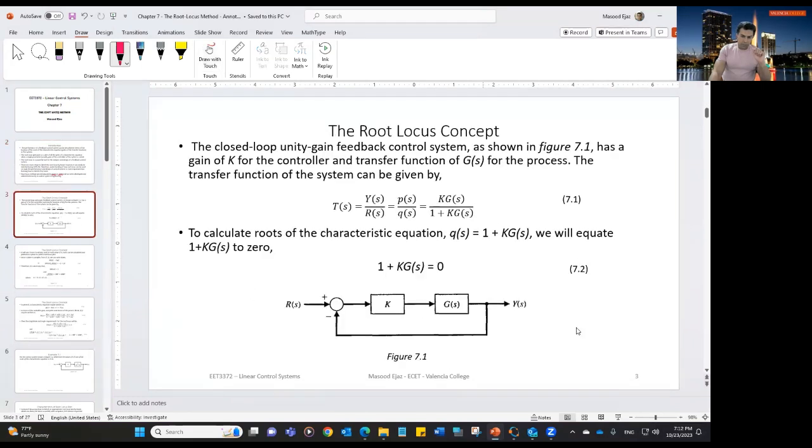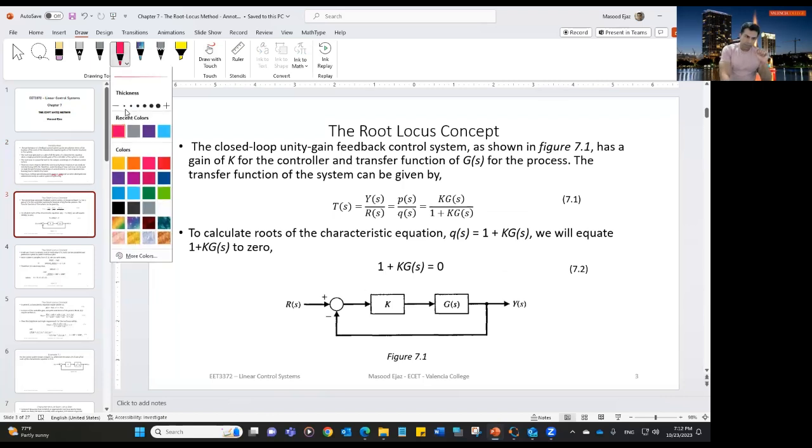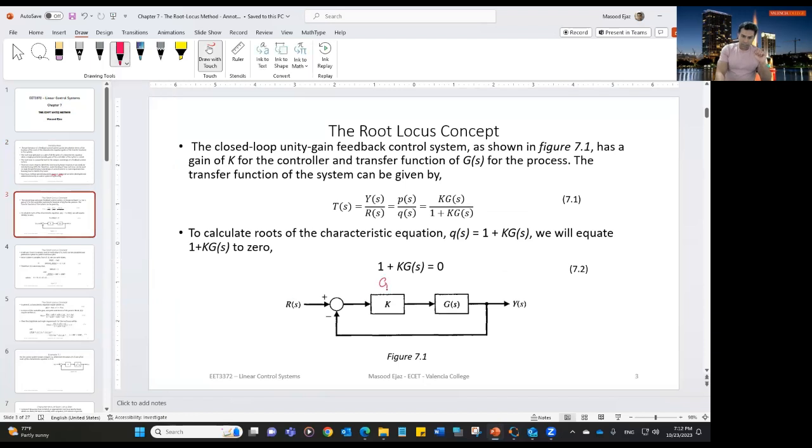So what is Root-Locus? What do we do? Observe this unity feedback control system. You have the controller gain. So this is your GC and this is your GS. This is your controller and this is your process. So the controller gain, which is K, when changed, is going to change how the process is controlled based on the error it is receiving.